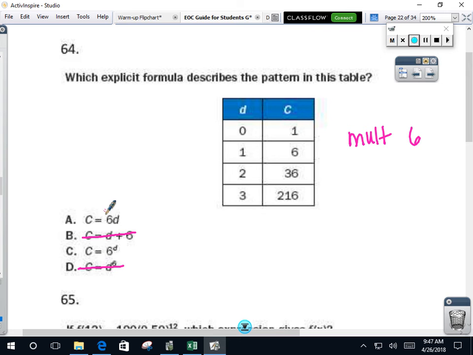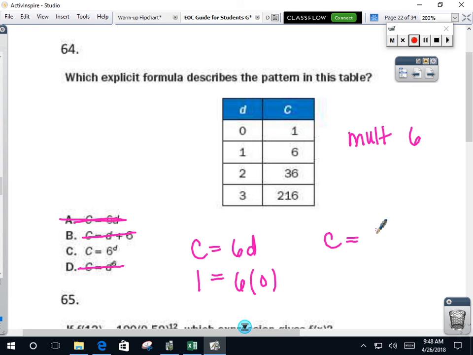So let's try out A first. C equals 6D. Well, the very first C value is 1. And the very first D value is 0. Does that make sense? Is 6 times 0, 1? No. So now let's try C.